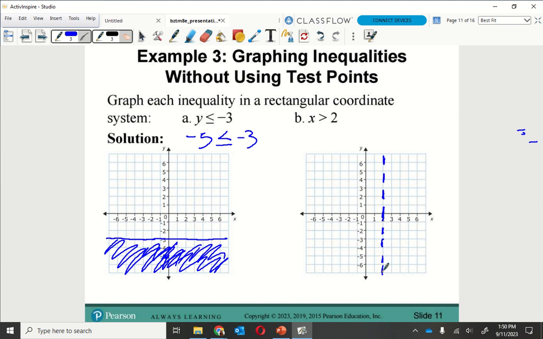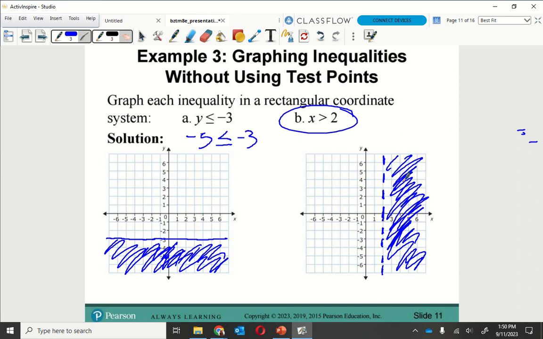Now, what numbers for x are greater than 2? The right side or the left side? It'd be the right side, wouldn't it? Wait, you said greater, right? X is greater than 2. Is 4 greater than 2? Yes, it is. So that's why it's going to be everything to the right-hand side. We can also graph this same way in the NumWorks. And it graphs pretty easy.